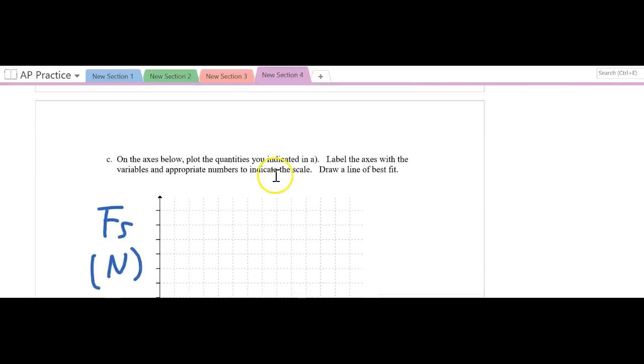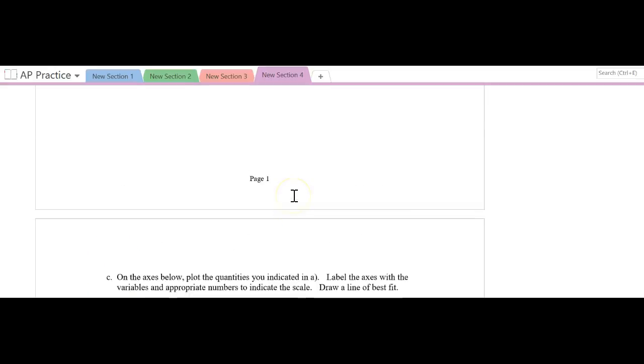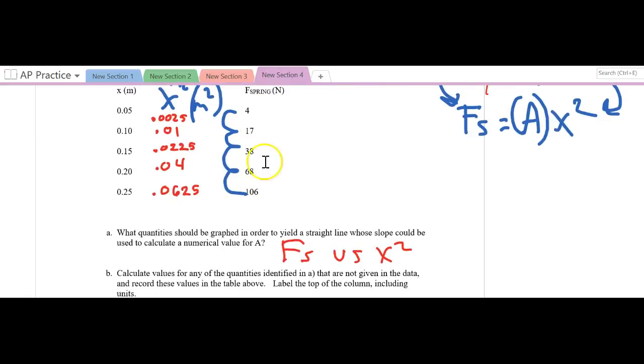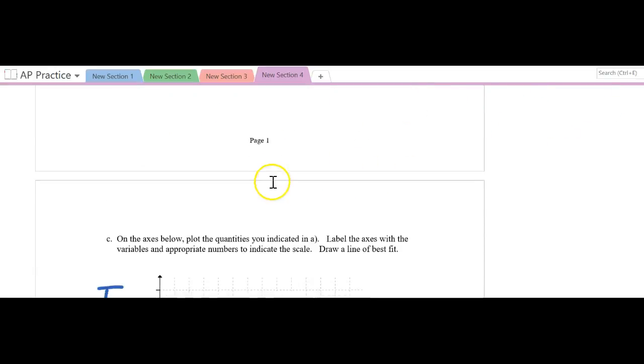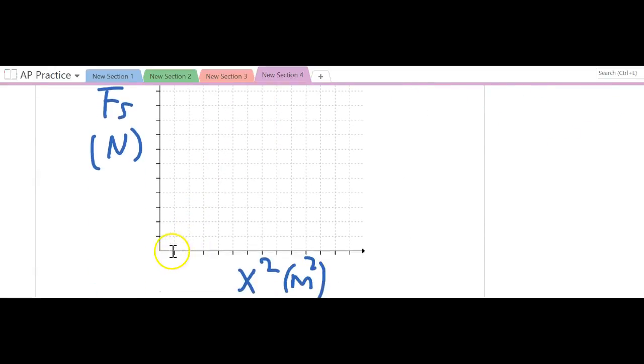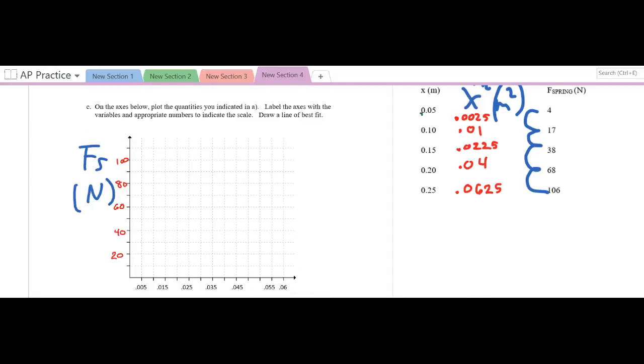Now this one says on the axis, plot the quantities you indicated in part A. Label the axis with variables and appropriate numbers to fit the scale. So I can look up here, force of spring ends up at 106, so I have to make sure this gets into 106. Give yourself a shot and see what you can put on these so they fill up. Now this one took me a while, but I got my scaling done.